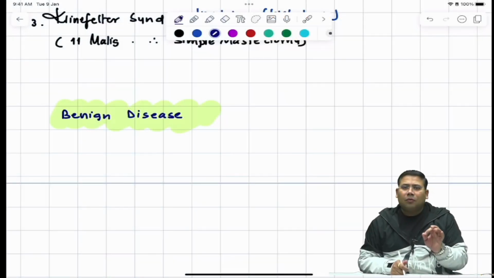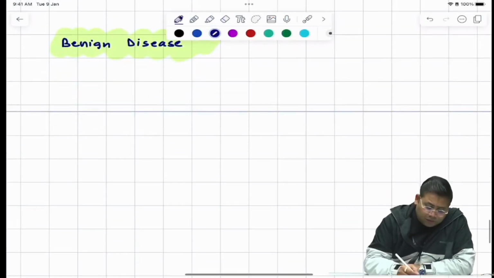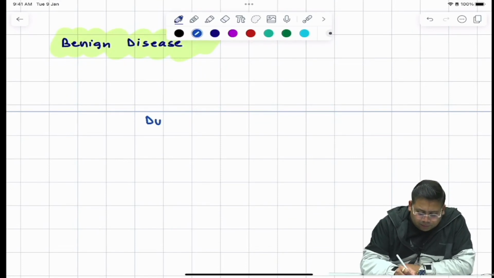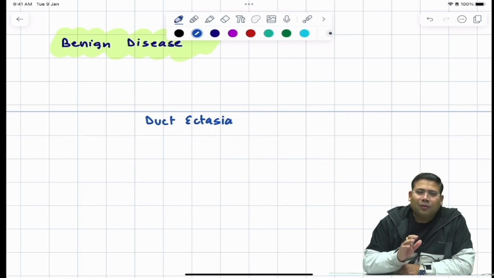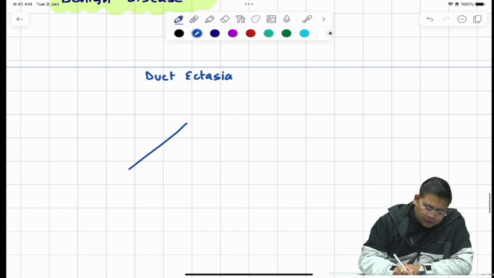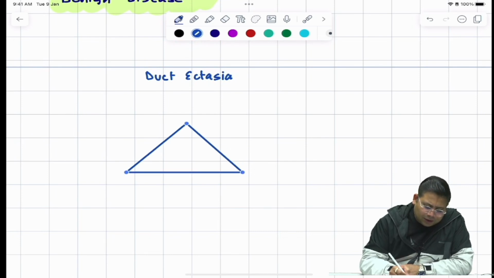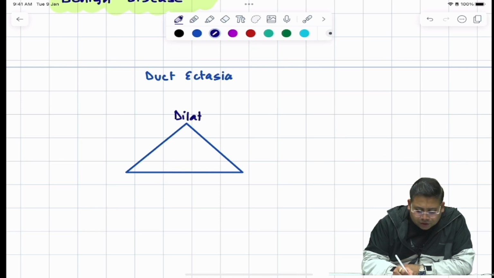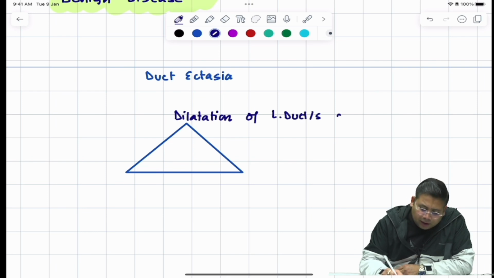Is the concept of duct ectasia. Now this is what is very important. 99% of the people try to understand duct ectasia without understanding it, and hence they land up mugging. When we talk about duct ectasia, the classical thing that we need to understand is what is duct ectasia. It is dilation or dilatation. This is what is very important. So dilatation of lactiferous duct or ducts in association with chronic inflammation.